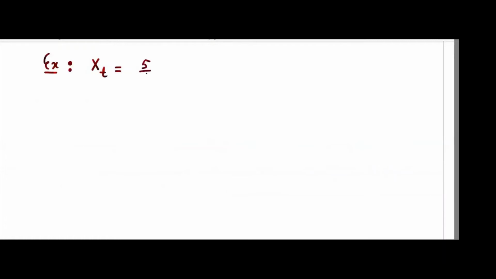I think it was 5 upon 6 X t minus 1, minus 1 upon 6 X t minus 2, plus e t. Now the question is: find the general form of autocorrelation. Find the general form. That means find rho t. That means what?